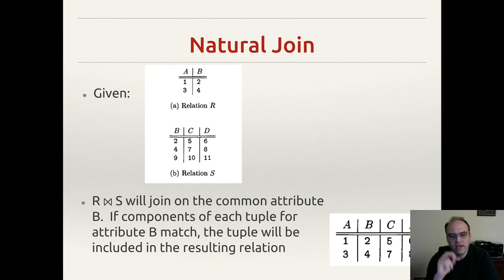So in this case, we're only now going to return tuples that have overlap in B. So let's look at it. So A has 1 and 2.